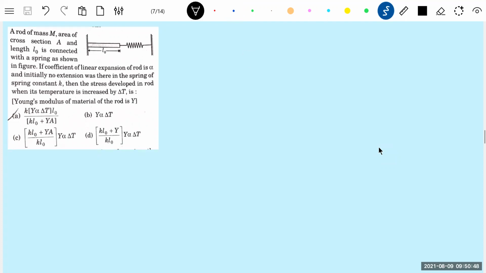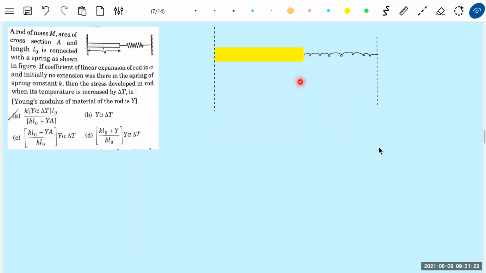Let me start with the diagram. This is a rod. Okay, we have it like this. Now when I raise the temperature, the rod really wants to expand. At the same time, if the rod expands, the spring will undergo compression. The spring force will also come into the picture. So definitely the elongation of the rod will be less than the elongation due to thermal expansion that it should have had.